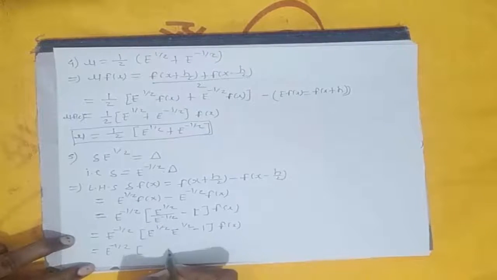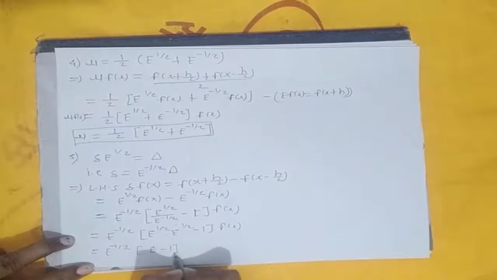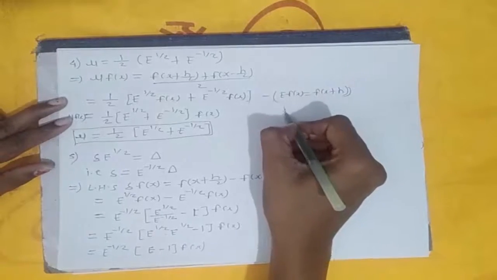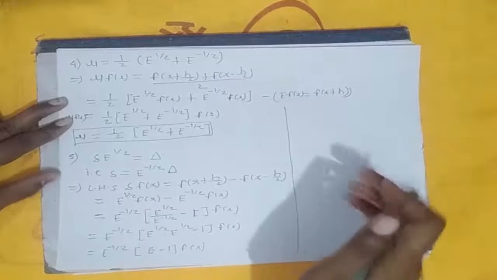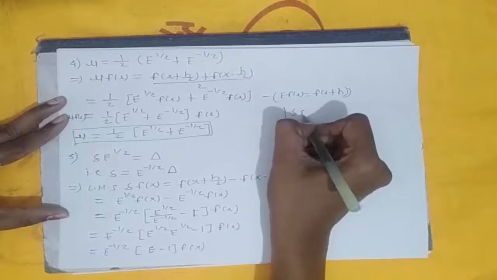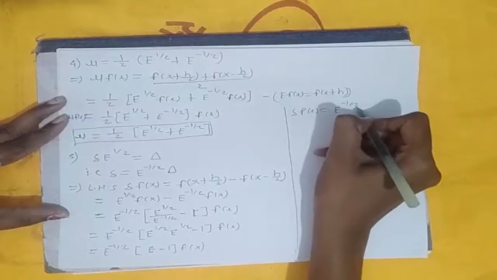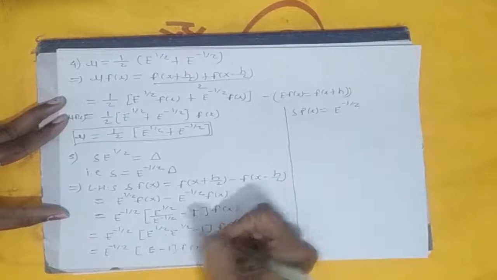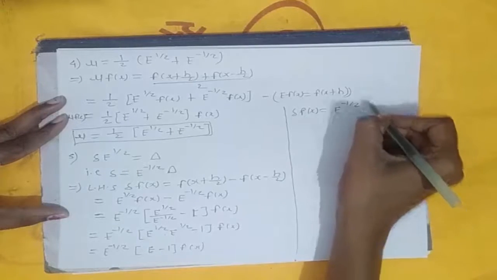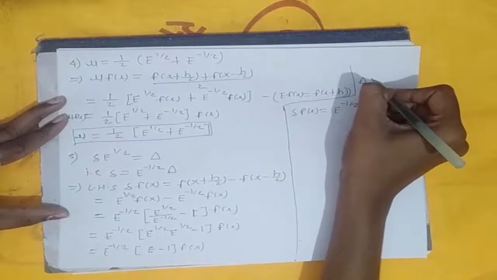Then here we get E raised to 1 by 2 plus 1 by 2, which is 1, minus 1, into f of x. Okay, so we can write the next step of the proof. The LHS, the central difference operator small delta f of x, is equal to e raised to minus 1 by 2. Then instead of e minus 1, we know the definition of the relation between delta and e.